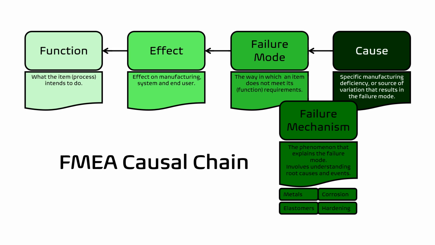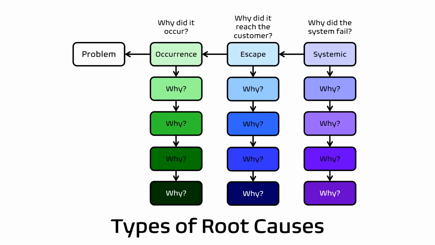A new concept that facilitates the identification of root causes is that of failure mechanisms. Mechanisms differ from modes because they explain the processes in which a failure occurs. Examples of these phenomena include the corrosion of metals and the hardening of elastomers, or rubber.